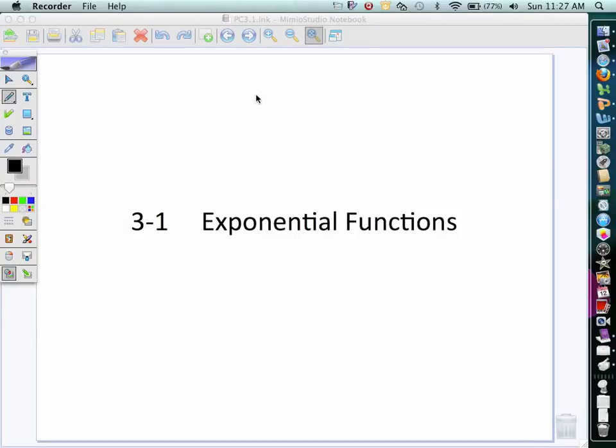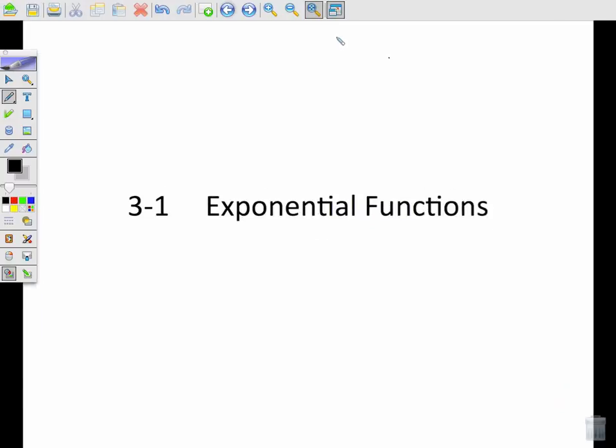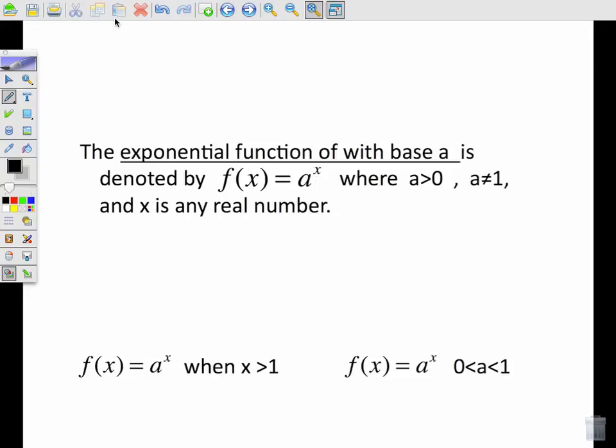This is exponential growth. We're looking at exponential growth functions, maybe some decay functions. What we're going to look at here is the formula and maybe look at the graph, so that we know what the shape of them are. The exponential function with base a is denoted by this expression right here.